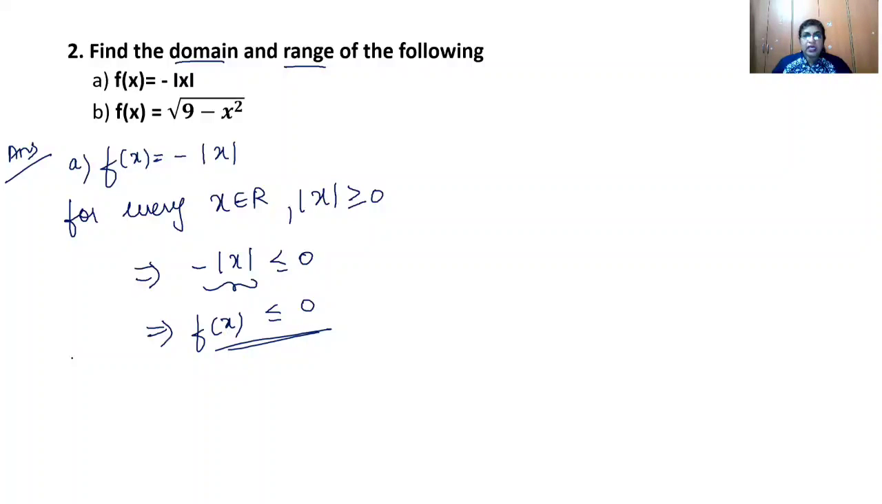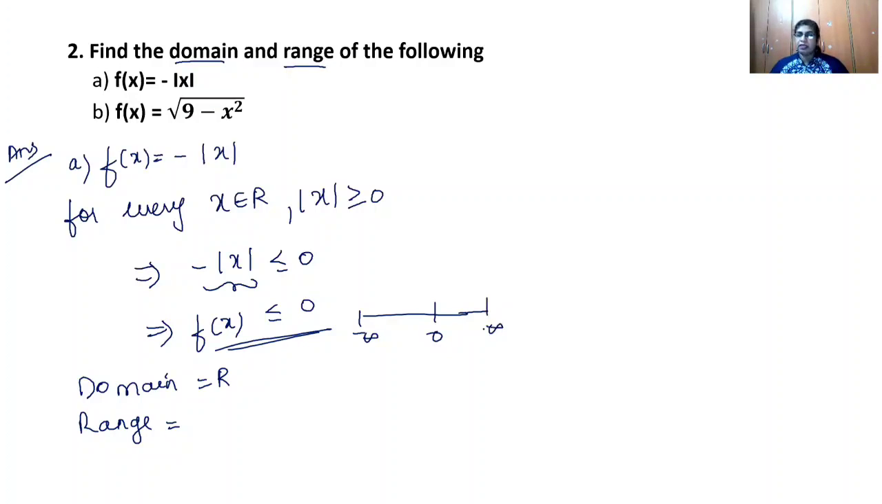So what is the domain now? The domain is the real numbers. F of x means the image. So what is the range here? In the range we have all the negative numbers. Here we have 0, and we have minus infinity and plus infinity. All these numbers are included, so 0 is included. Minus infinity: always write the small number first and then 0. Since the equal to sign is there, 0 is included, and infinity is always open.